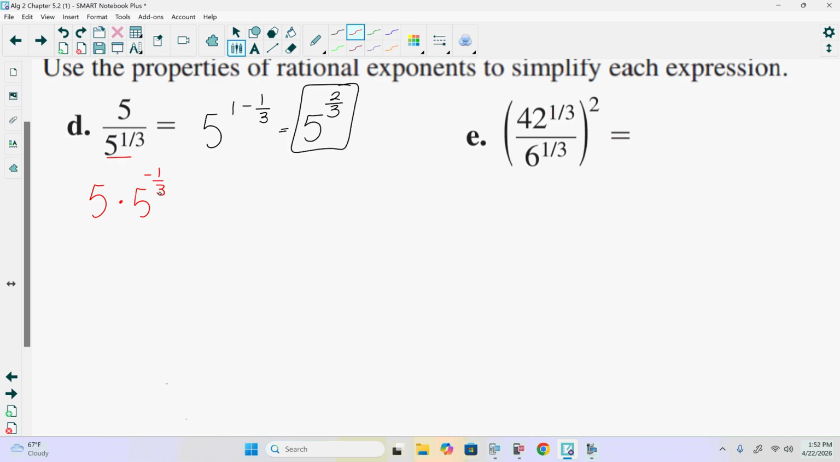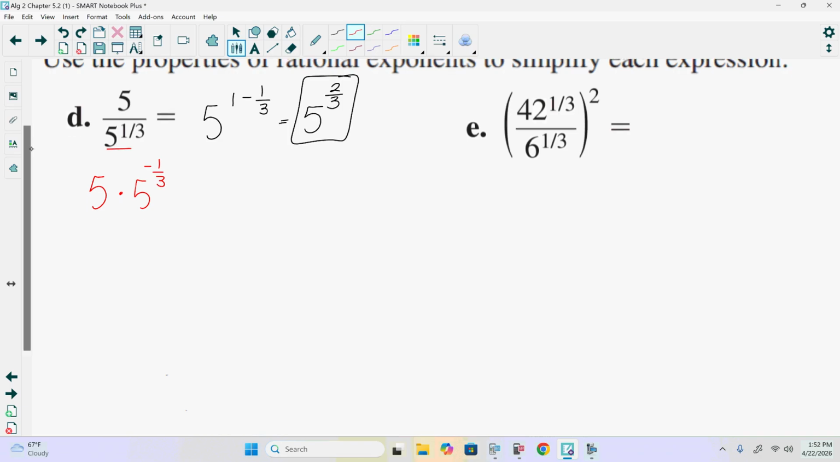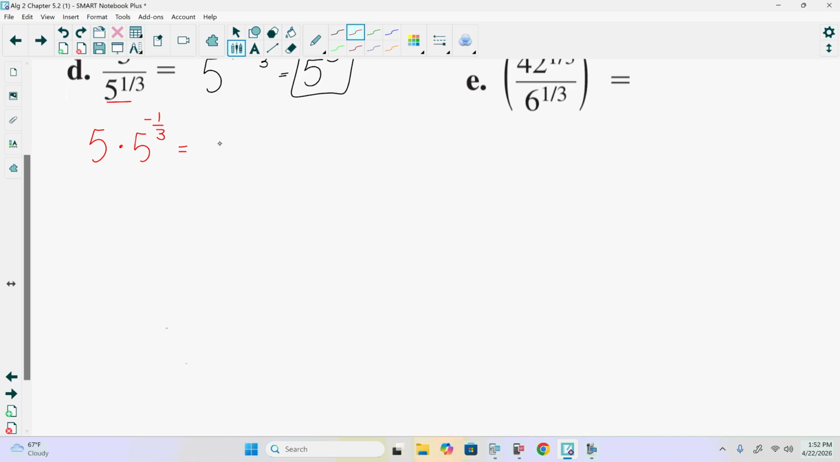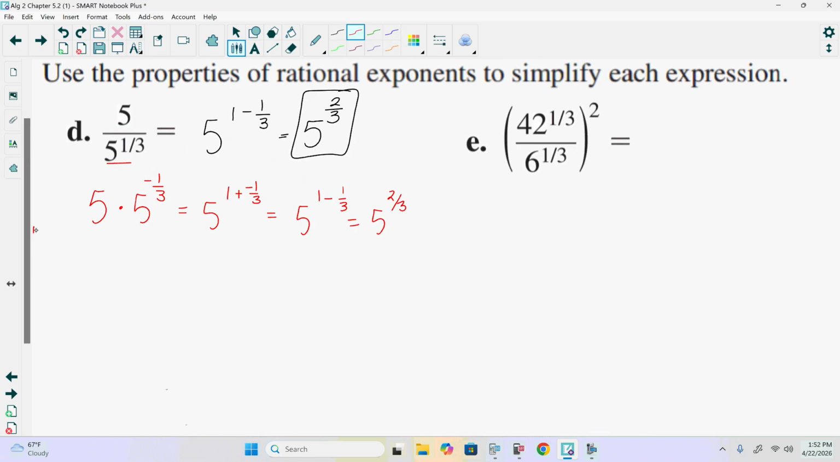I now have two of the same bases being multiplied together. And according to the product property, we add the exponents, which would be the same as saying 5 to the 1 minus 1/3. When we divide like bases, we subtract the exponents. Exact same thing. I would use the quotient property, really overdoing that. Only times I do that is when I forget what the quotient property is, but I remember the other two. Questions on D?